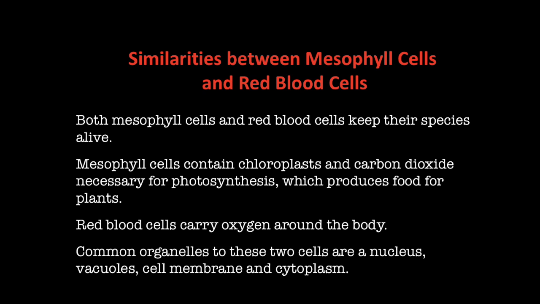Another difference is that mesophyll cells contain additional organelles to those of red blood cells, such as large vacuoles, cytoplasm, and chloroplasts. In plant cells, there is one large central vacuole that can make up 90% of the cell. Arguably, the most important difference is that mesophyll cells, like all plant cells, contain the additional organelle chloroplast. Chloroplasts are required to convert sunlight into energy during photosynthesis.